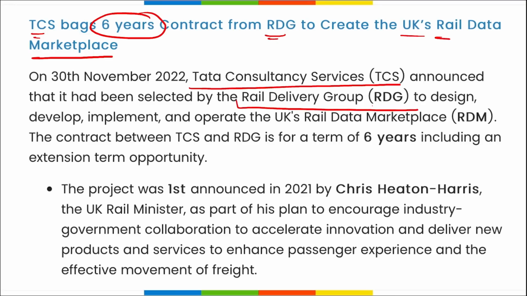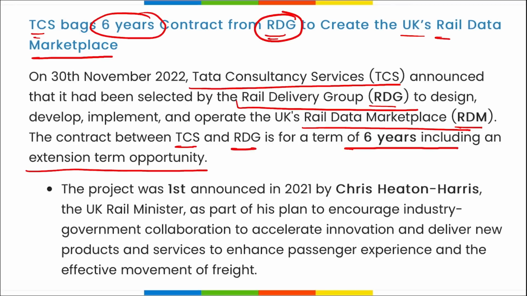All right, don't confuse it with RDG and RDM. RDM is your rail data marketplace and RDG is your Rail Delivery Group. So TCS has signed a 6-year contract from RDG, that is Rail Delivery Group, to create United Kingdom's rail data marketplace. The contract between the two, that is TCS and RDG, is for a 6-year term, including the extension term opportunity.